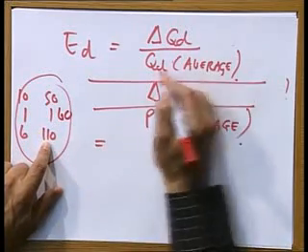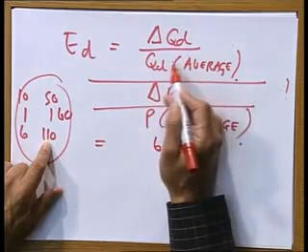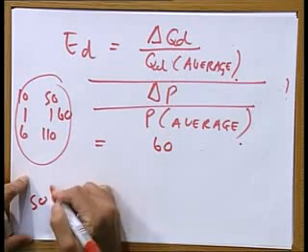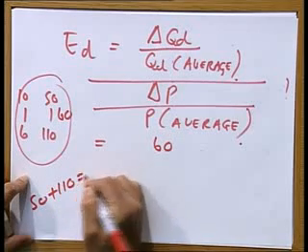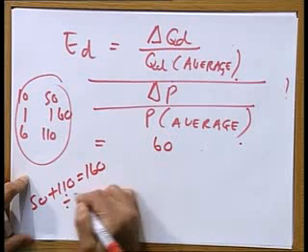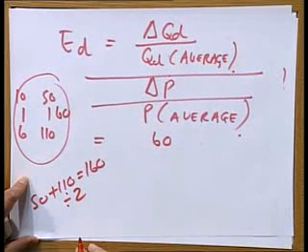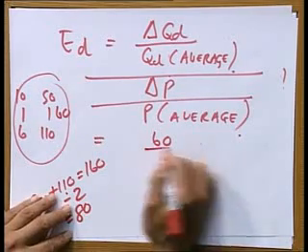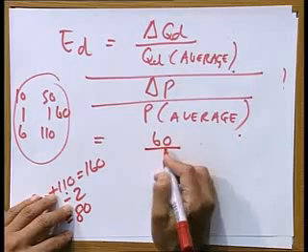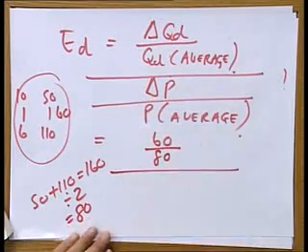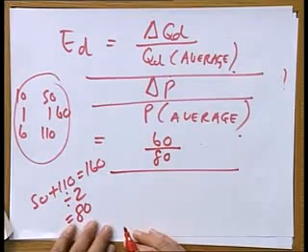What is the average quantity? What is the denominator here? It is 50 plus 110. That gives you 160, divided by 2 to get the average. So what is the average quantity? The average quantity is 80. 160 divided by 2 is 80. So your denominator is 80, right? So that is below the line, okay, of the fraction.